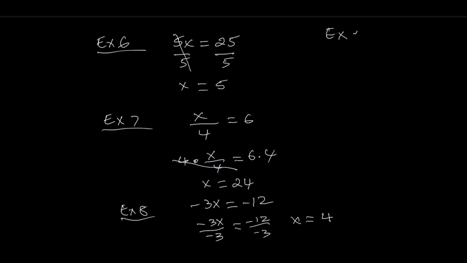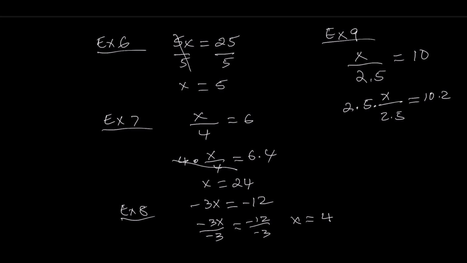Example 9. X divided by 2.5 equals 10. Multiply both sides by 2.5. X equals 10 times 2.5, x equals 25.